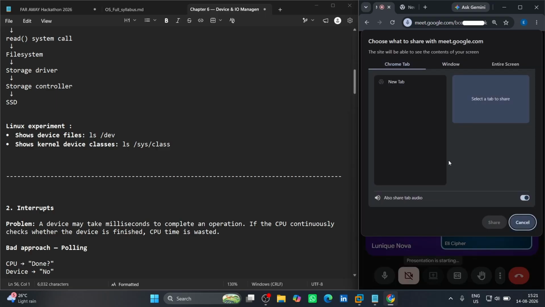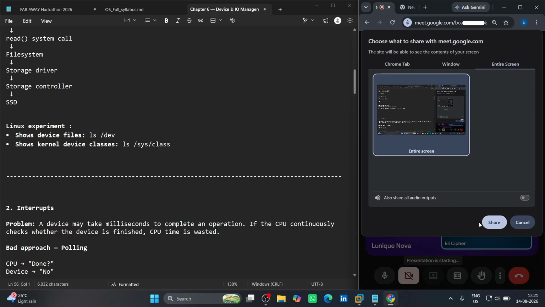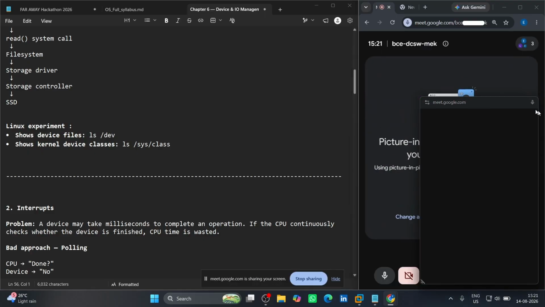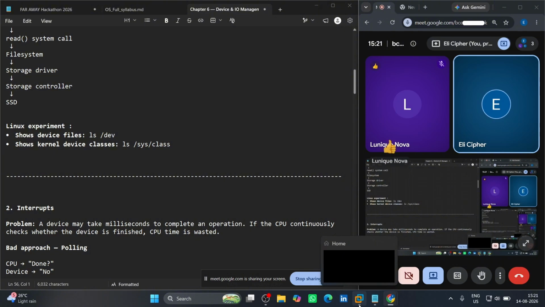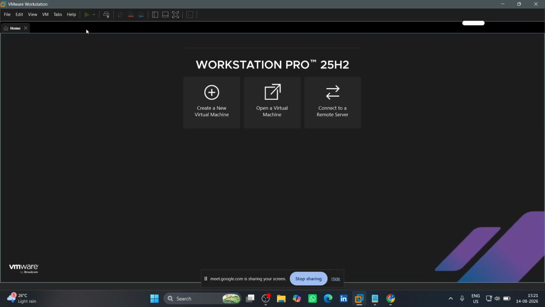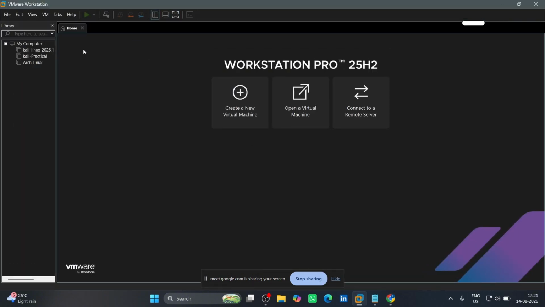Is my voice clear? I've been disconnected due to a network issue. Okay. Is the screen visible and is my voice clear? Okay. I have to restart the machine.